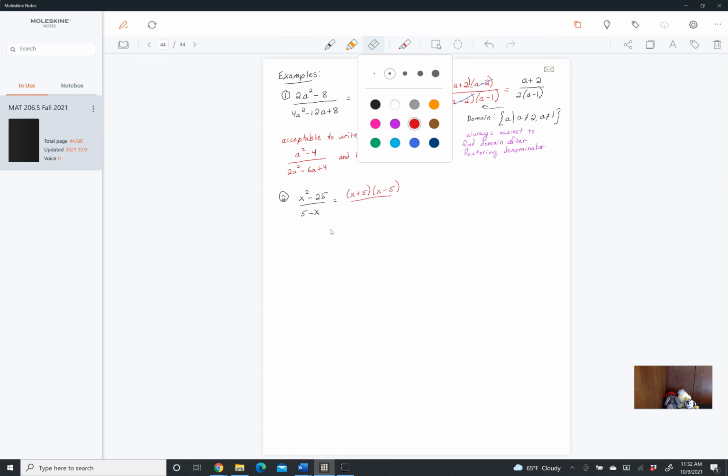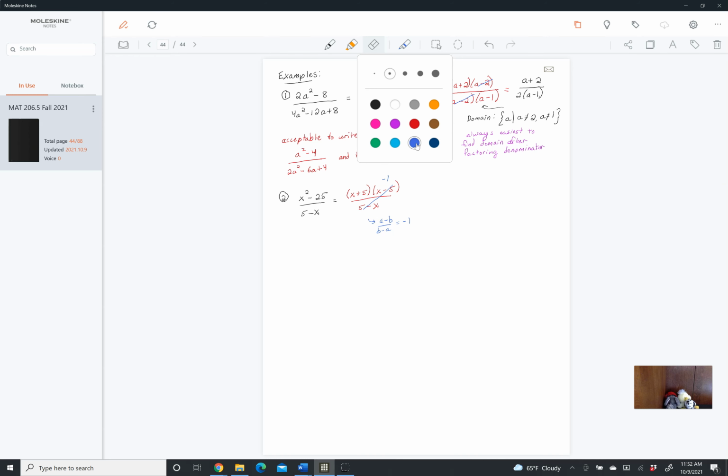5 minus x is already in its simplest form. Okay, so now what? Well, we know from earlier that x minus 5 over 5 minus x is negative 1. Okay, how do we know that? a minus b over b minus a is equal to negative 1.